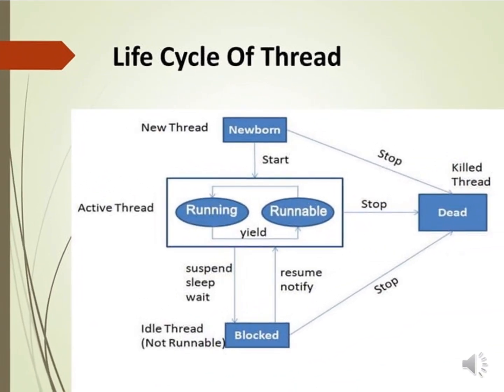The life cycle of a thread is another important concept in multithreading. When a thread enters the running stage, it can be started, and we can stop or kill the thread by using the stop method and start the thread by using the start method. When we use the suspend, sleep and wait methods, it moves to the blocked stage, and when we use the stop method again, it will move to the death stage.